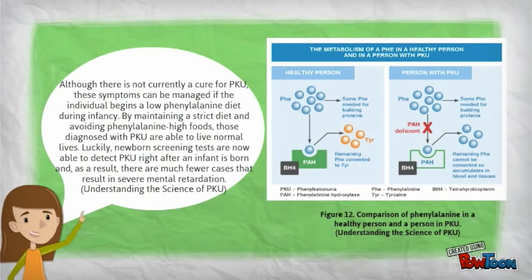Although there is not currently a cure for PKU, these symptoms can be managed if the individual begins a low phenylalanine diet during infancy. By maintaining a strict diet and avoiding phenylalanine-high foods, those diagnosed with PKU are able to live normal lives. Luckily, newborn screening tests are now able to detect PKU right after an infant is born, and as a result, there are much fewer cases that result in severe mental retardation.